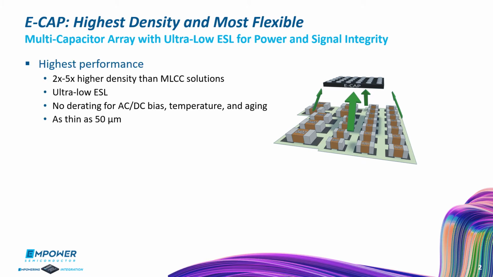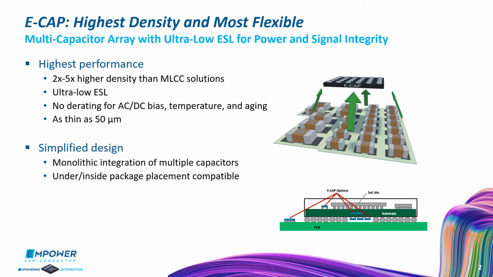Ecap products are monolithic multi-capacitor passive devices with ultra-low equivalent series inductance or ESL that offer the highest density and most flexible solution for both power and signal integrity. They exhibit negligible derating for voltage bias, temperature, and aging, and from the height perspective, in the final assembled system, they can be as thin as 50 microns.